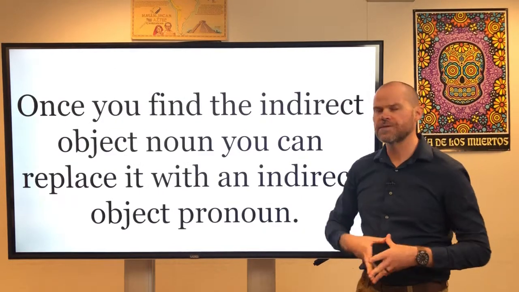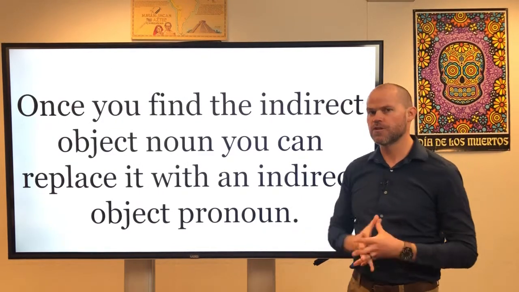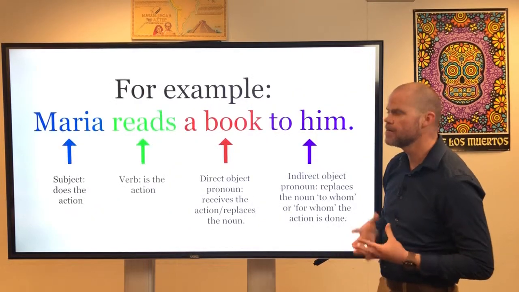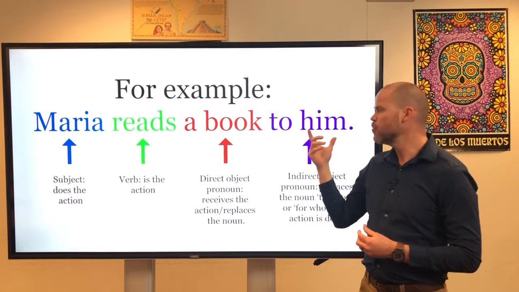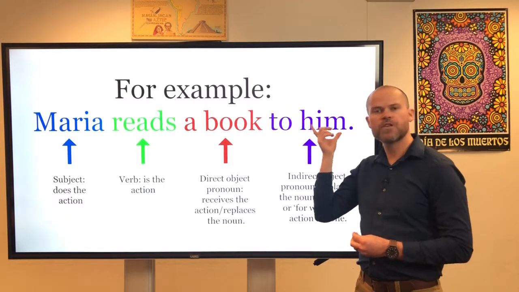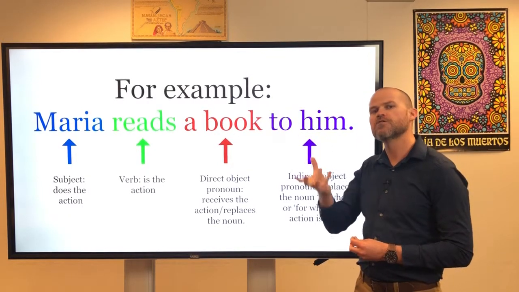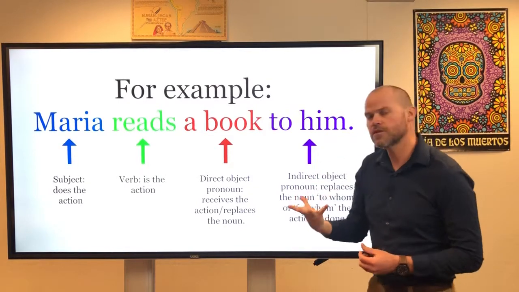Once we find the indirect object of the sentence, then we can replace it with an indirect object pronoun. For example, in English, Maria reads a book to him. To him would be the indirect object pronoun that replaces the indirect object. The indirect object was Juan.